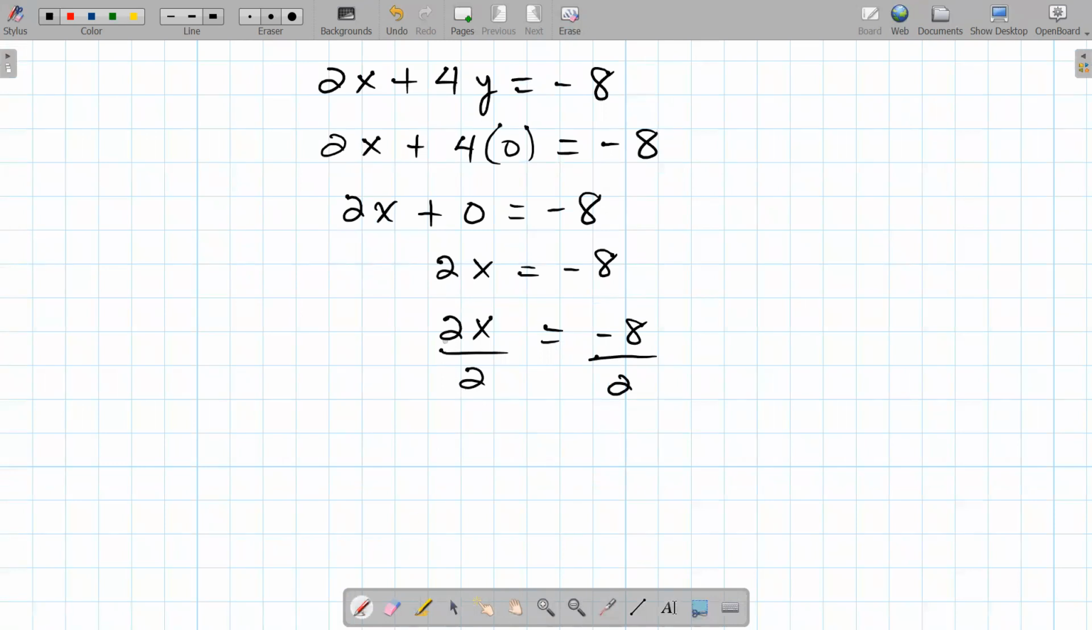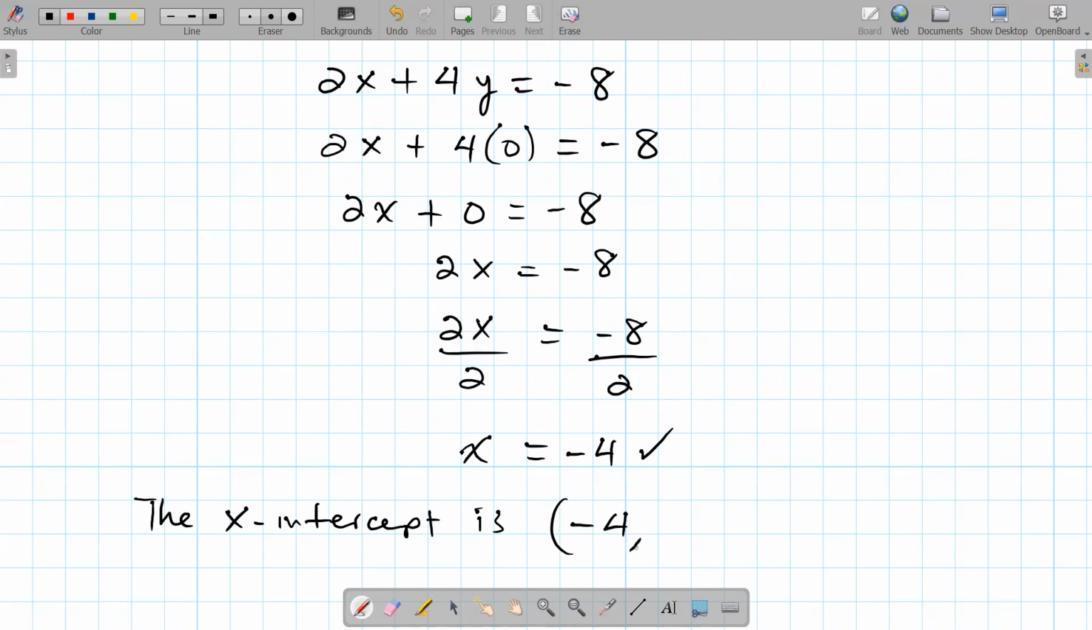And I can easily cross out the 2's. I'll be left with x, and -8 divided by 2 is -4. Okay, so that tells me then that the x-intercept, which should be an ordered pair, is my x value is -4. And remember that the y value was 0. So that will be your x-intercept.